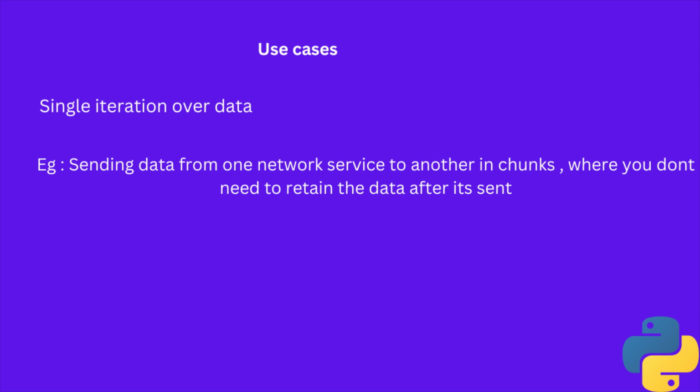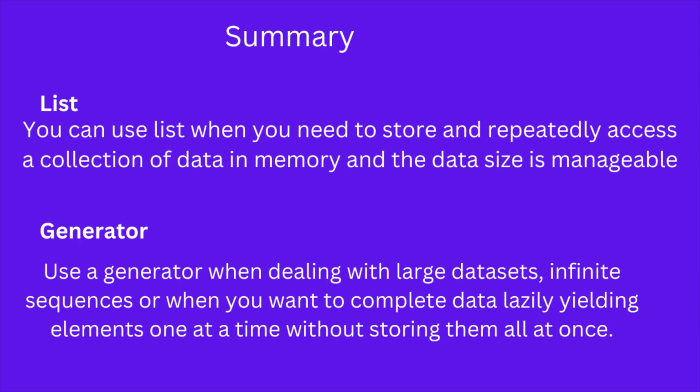it's sent. So in summary, you can use a list when you need to store and repeatedly access a collection of data in memory and the data size is manageable. Use a generator when dealing with large datasets, infinite sequences, or when you want to compute data lazily, yielding elements one at a time without storing them all at once.